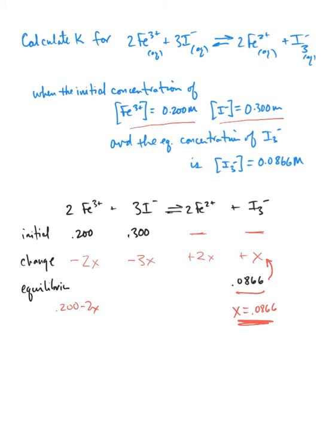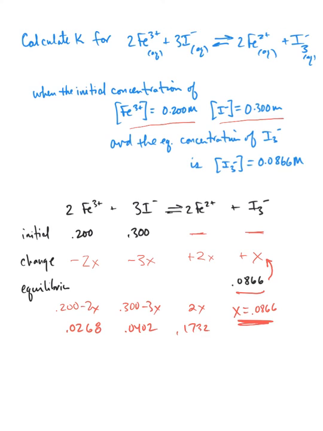2 times 0.0866. So that's 0.0268 for the iron 3 plus. And for the I minus, it's going to be 0.300 minus 3x, 0.0866. Usually give your calculator a real workout on these types of problems. 0.0402. And then I have 2x in the final slot that doesn't have any numbers. This is just 2x. So this is 0.1732.